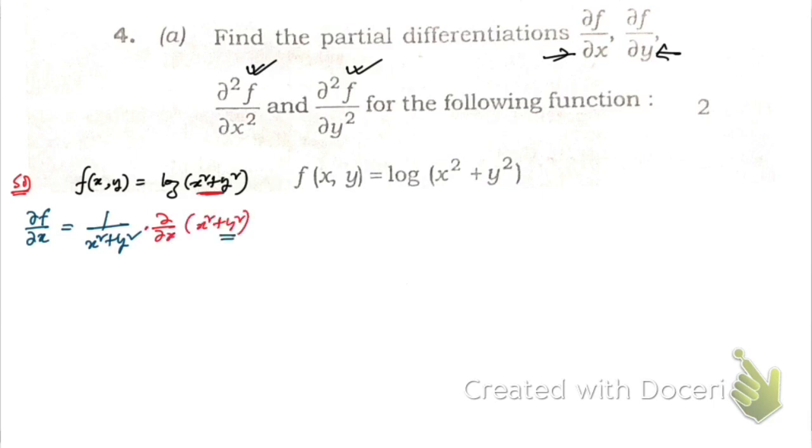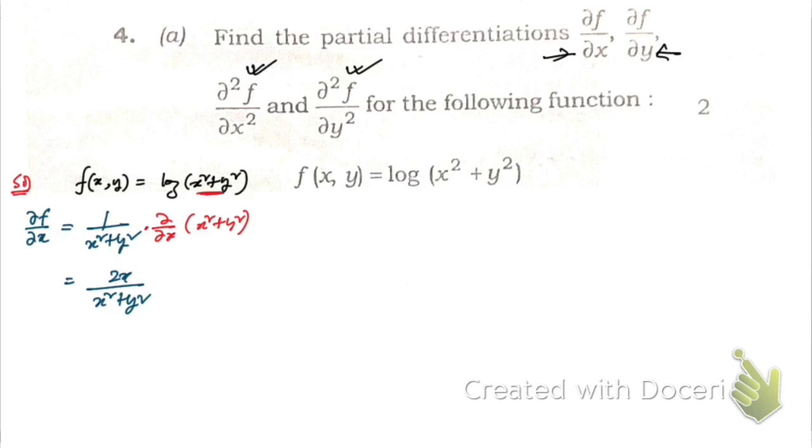And if you differentiate this, this y should be considered as a constant, because here it is a partial derivative, right? We are doing the partial differentiation with respect to x, that's why we will take the variable as x, and we are going to consider the variable y as constant. Then if you differentiate x square, you're going to have twice x. So twice x by x square plus y square. So this is our del f by del x, the partial derivative of f with respect to x.